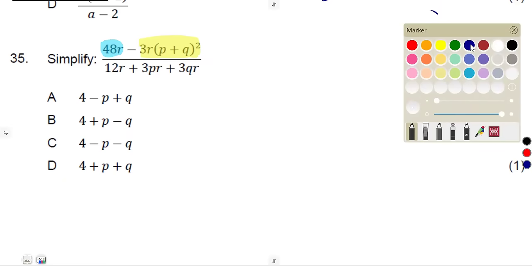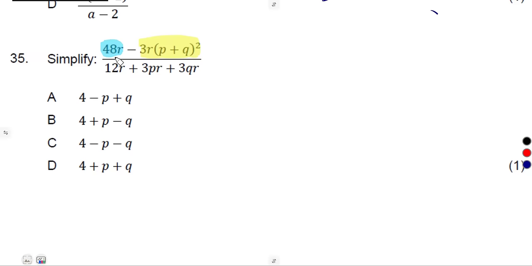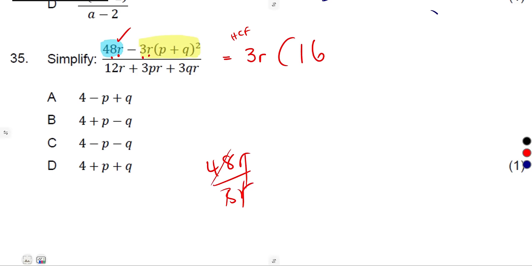So we can look into these two terms and ask ourselves, what is common between the two terms? 48 and 3. 3 is the highest common factor. We can factor out 3. R and R there is common, so we can factor out 3R. That's our highest common factor. Remember the HCF. So 48R divided by 3R, what are we going to have if we divide? That was going to give us 16.